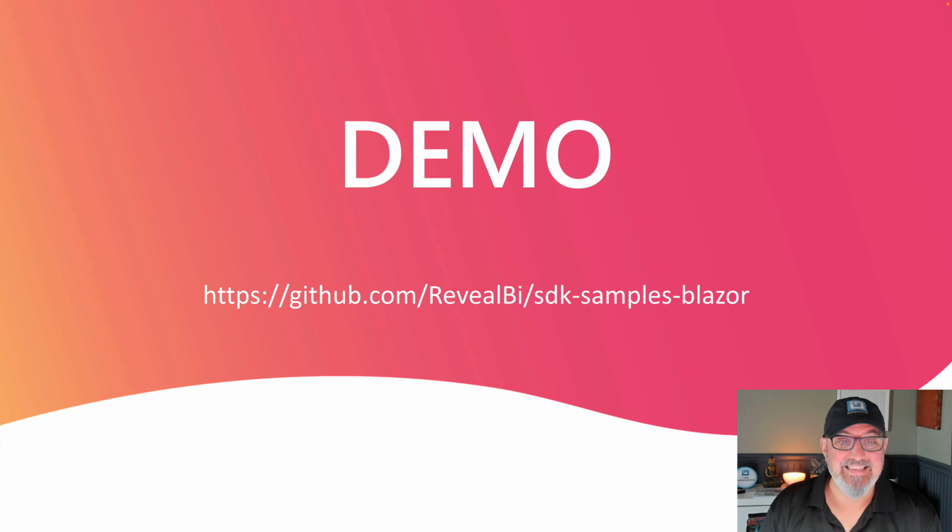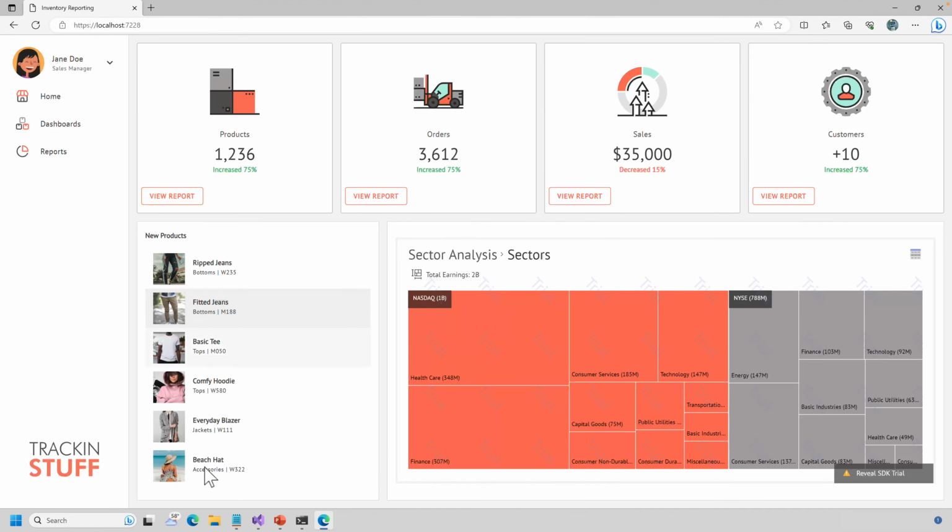So with that, let's get to the demo, and everything I'm going to show you today is either in the documentation or in this link, github.com, Reveal BI, SDK samples Blazor, and you'll see how I am tying everything together. So the first thing I am going to do is show you this example, which we're going to cover at the end. But I want to highlight it first so you can stick around to the end to see what we're going to show.